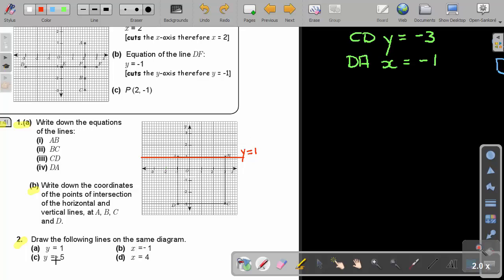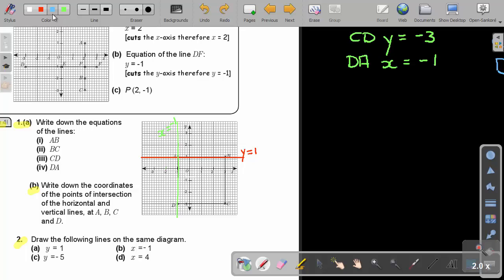Okay, let's look at the next line. Number B, x is equal to negative, so it will cut the x-axis. It will cut the x-axis, and it will cut at -1. There it will be. So this is the line. Let's just write it down. X is equal to -1.